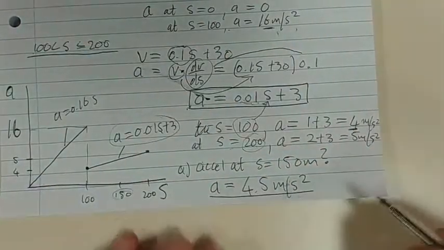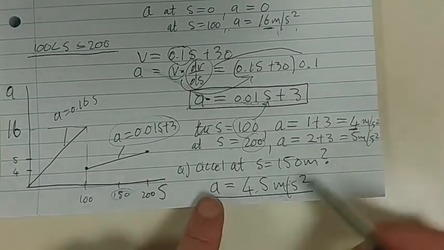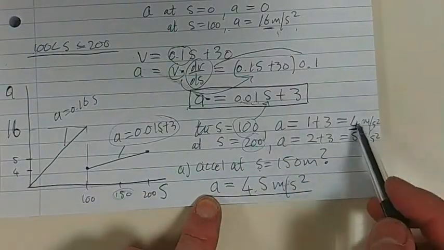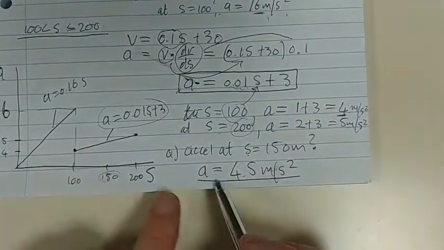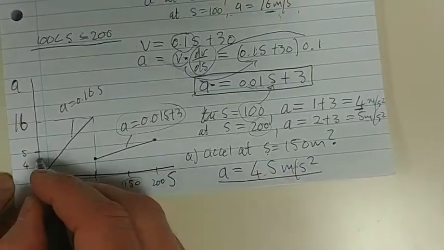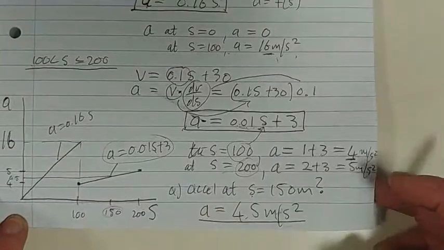Okay? And then you have to ask yourself, does that make sense? Yes, it makes sense. At s equals 100, I have 4. And at s equals 200, I have 5. And this is 4.5, so it fits perfectly in there. Okay?